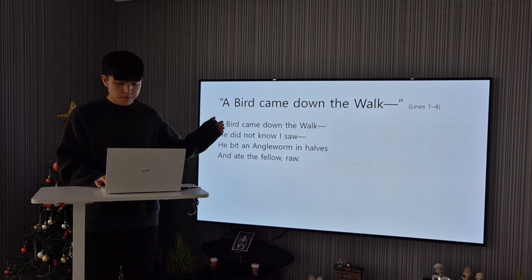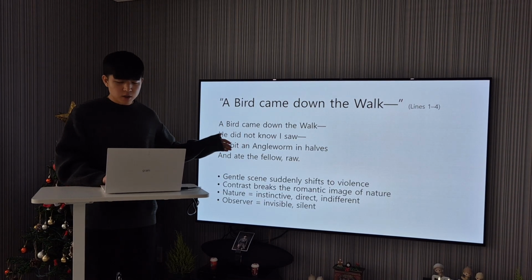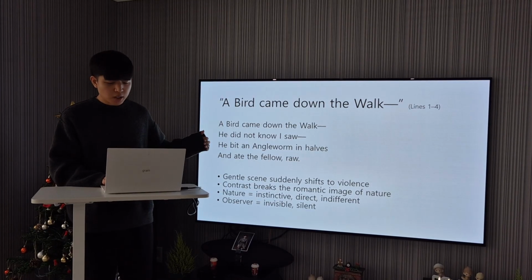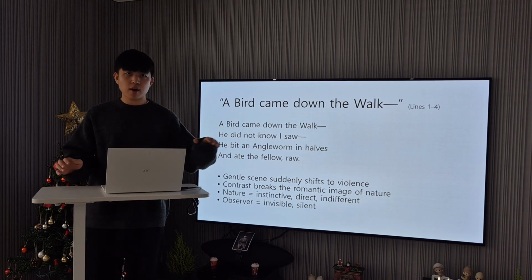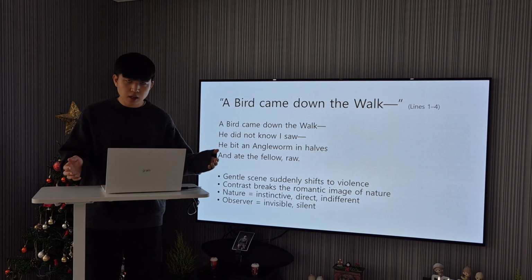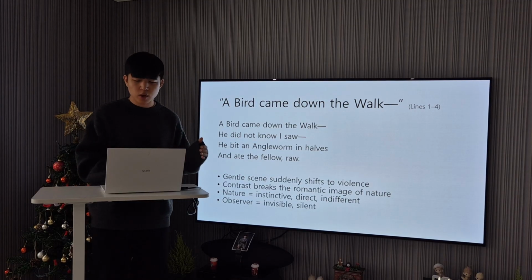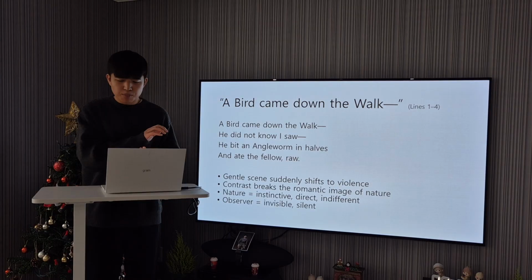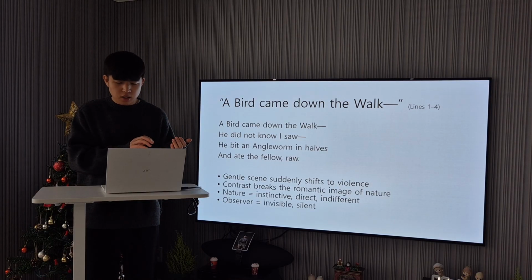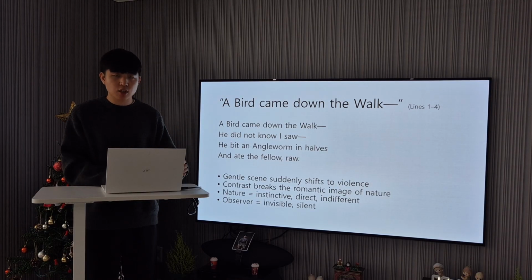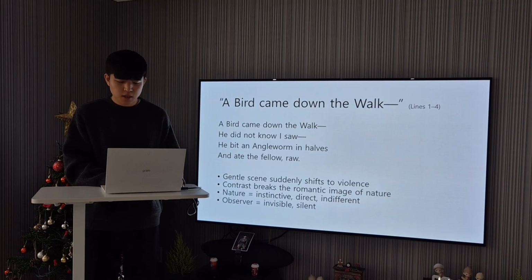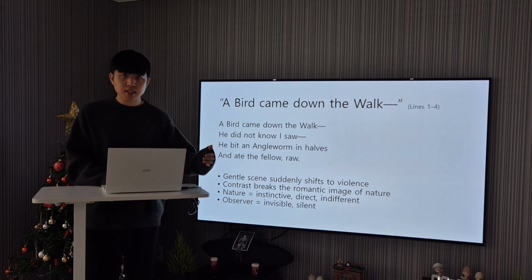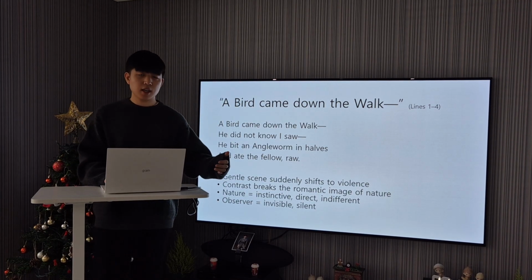You see what's going on here? At first, the moment feels gentle. A small bird simply walks by, unaware of the speaker. But suddenly, everything shifts when the bird bites a worm in half and eats it raw. This abrupt contrast destroys the romantic idea that nature is peaceful or poetic. Here, nature is instinctive, direct, and even indifferent.